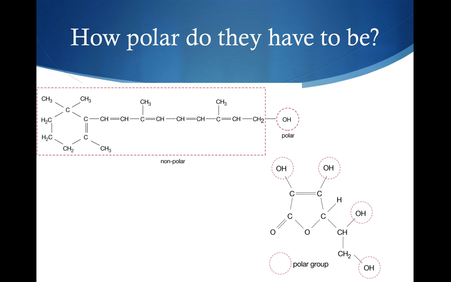Some organic molecules which are polar will dissolve in water, some won't. It really depends on how many polar groups they've got and the size of that relative to the non-polar group. So this has got a huge non-polar group and a tiny little polar one, so this is highly unlikely to dissolve in water. Whereas here we've got many polar groups spread around, so that means each of them is going to make hydrogen bonds with water, and therefore it will dissolve.